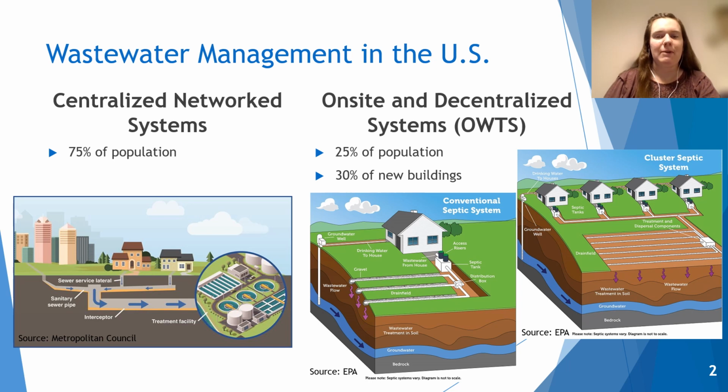The remaining 25% of the population that are not connected to those sewer systems use on-site septic tank systems, which you can see here has a tank and a drain field, or there's decentralized systems where it's a group of homes but at a much smaller scale than the centralized networks. So a decentralized system may be a cluster of homes, a neighborhood, a street, anything much smaller than a whole city. The on-site and decentralized systems are being used in about 30% of new buildings being installed in the US.